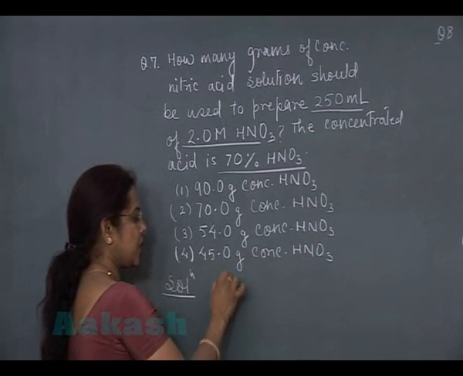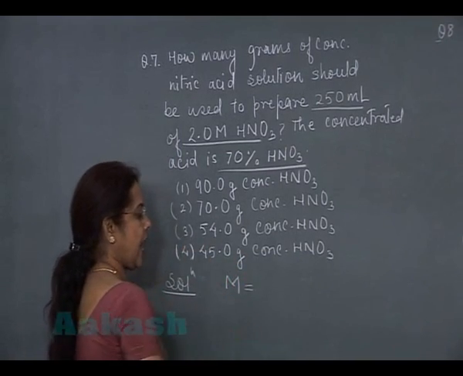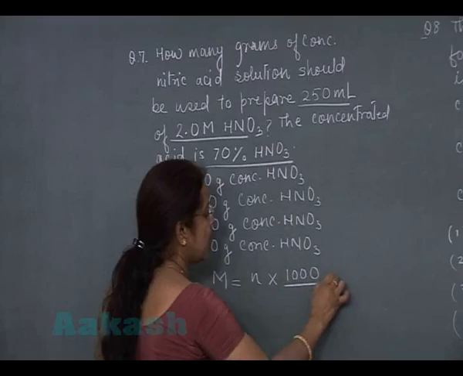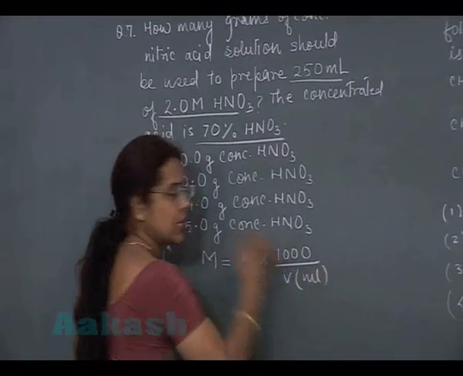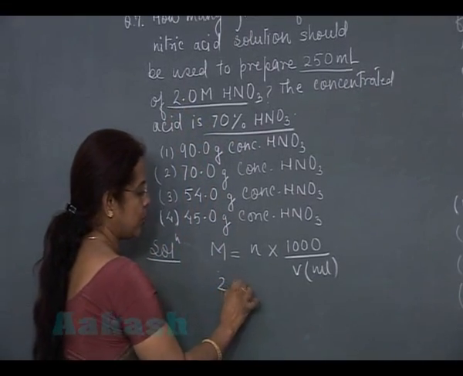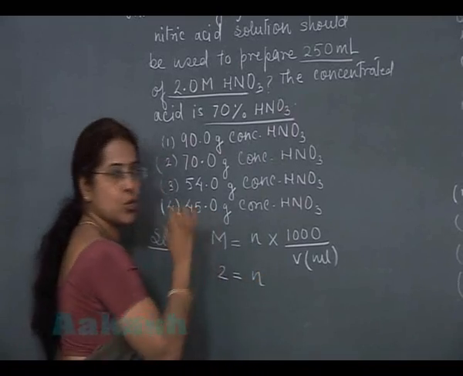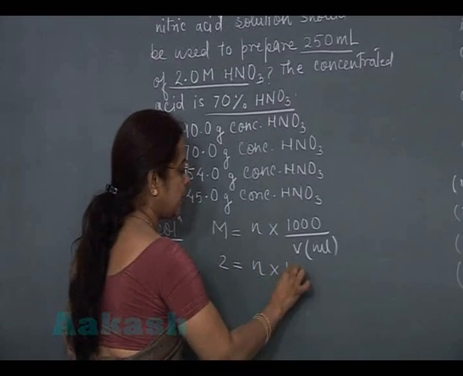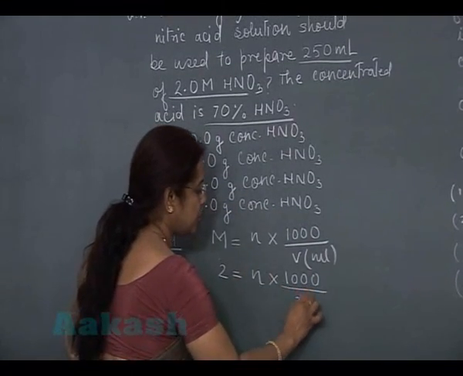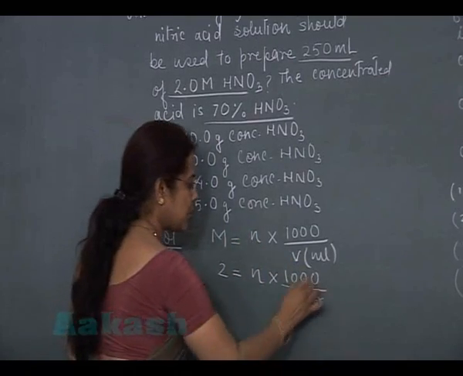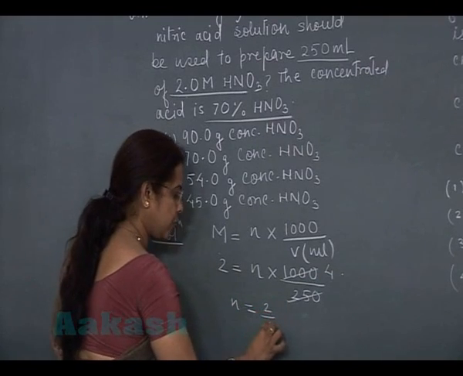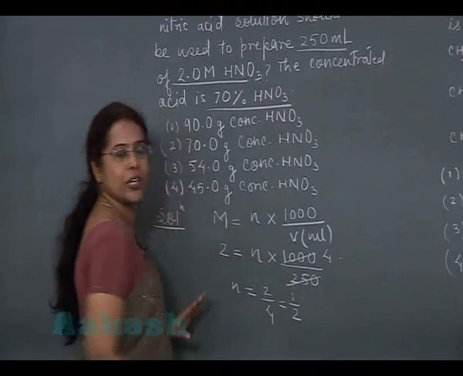So how we will proceed? The formula of molarity is M equals number of moles of solute into 1000 by volume of solution in milliliter. In this question, molarity of solution is given 2. We need to find the number of moles of nitric acid required. 1000 by volume of solution in milliliter, which is given 250, becomes 4, and n is equal to 2 by 4. It means half mole is required.